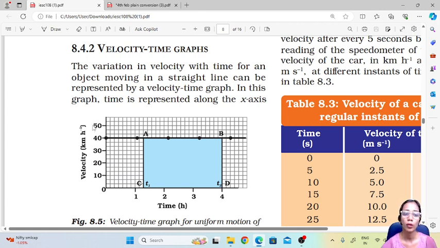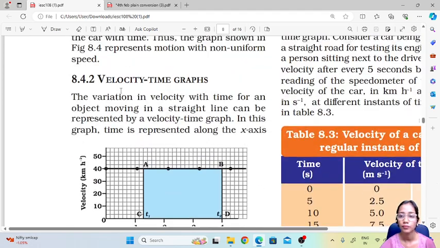So when you plot these two variables, velocity and time, in the graph, what you are measuring is the acceleration. When you were considering distance and time, what you were measuring was the speed. Now you are considering velocity and time, so what you are measuring is the acceleration.